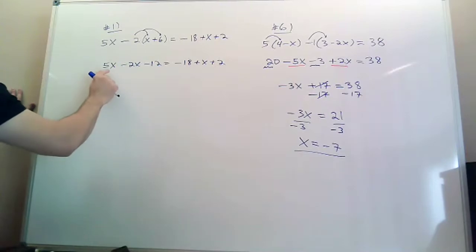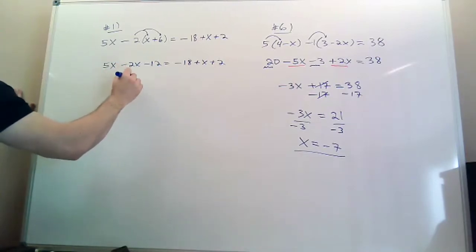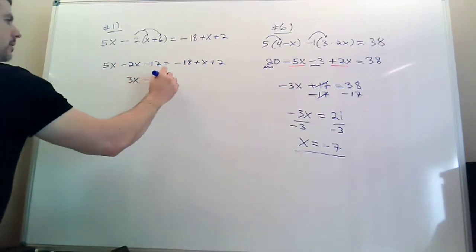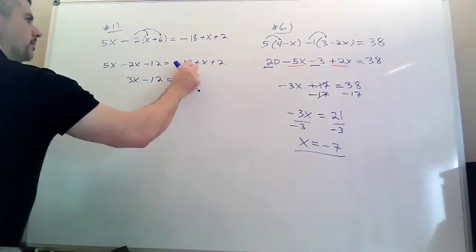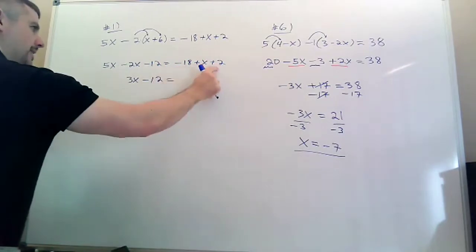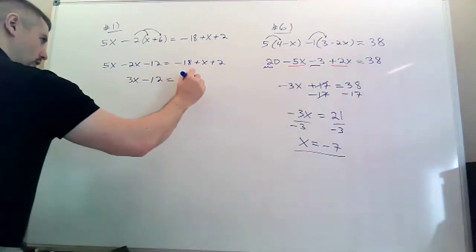Combine this side. There's not much. 5x's take away 2x's is 3x's. Combine this side. -18. You owe me 18, but you pay me 2. You still owe me 16.